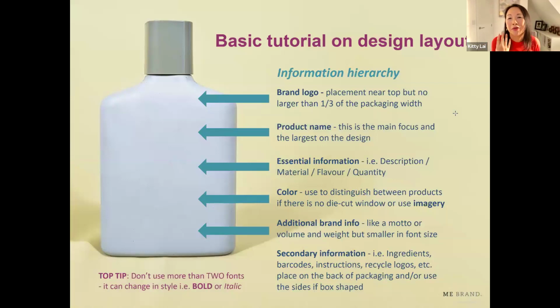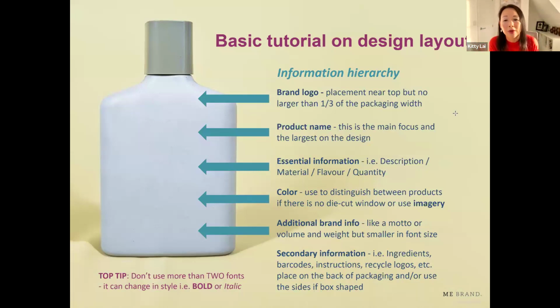So a quick tutorial, the information hierarchy is something that is really important. I've listed it in terms of how you should place it in a basic form. Things can change, but the logo should generally be at the top. It's usually a third of the width of the packaging. The product name then comes next. That's generally the largest part of the design. So a big product name on the front with the essential information underneath. If it's the materials or the flavor or the quantities, that would come next.